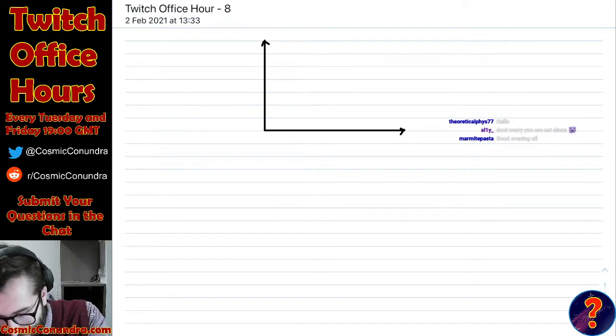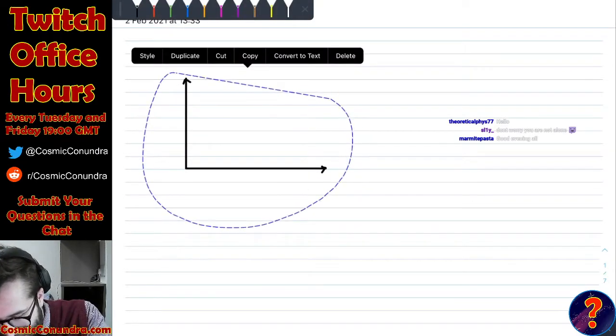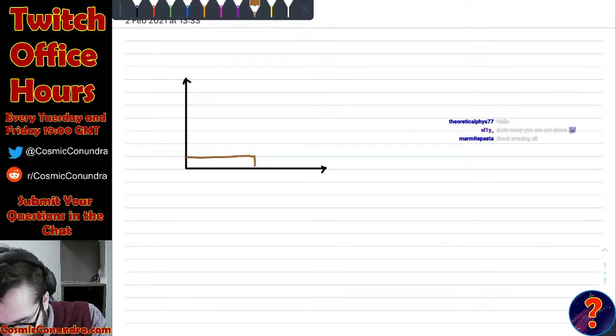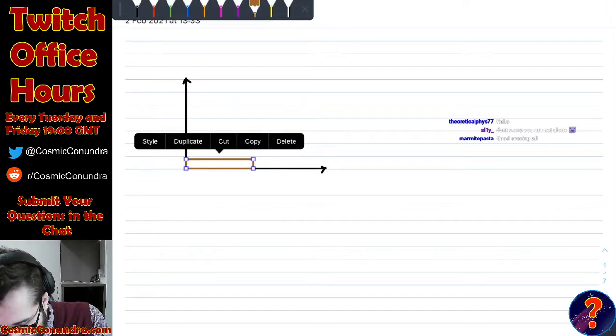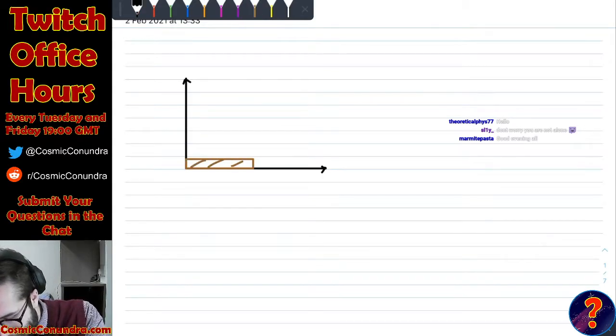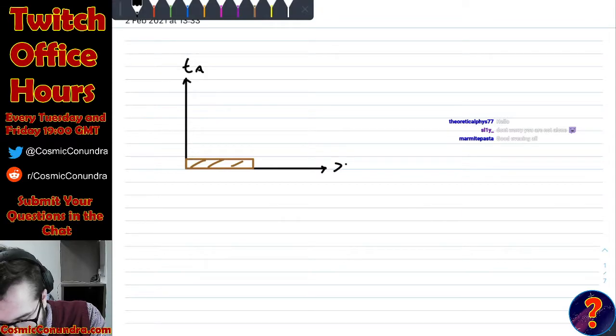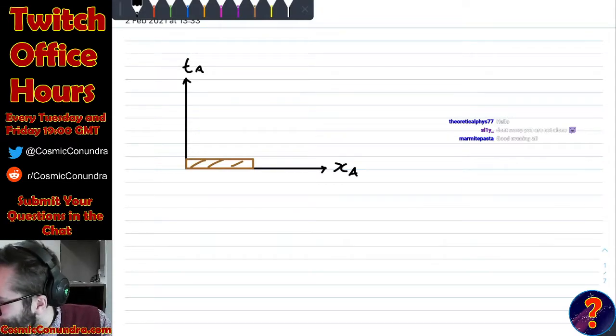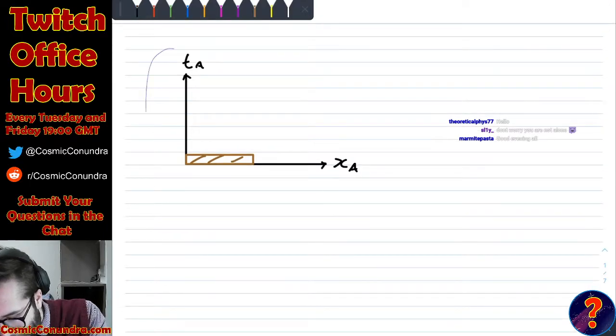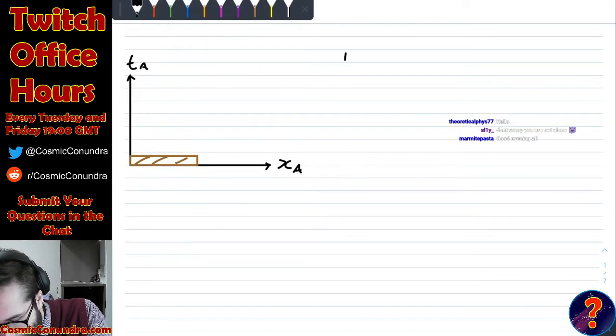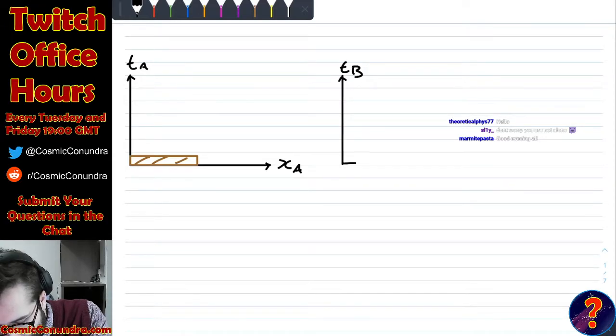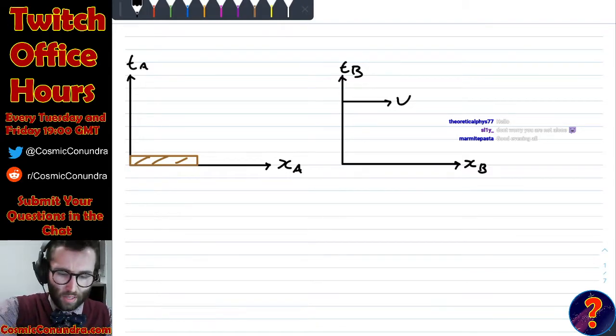Let's choose the frame for this person A. And let's say we've got a beam or a log or something which is at rest in their frame. Okay. And then relative to that frame, we're going to have another observer that we'll call B. And they're going to be moving to the right with a speed v. Okay, I'm going to unplug my iPad too because it's getting quite hot.